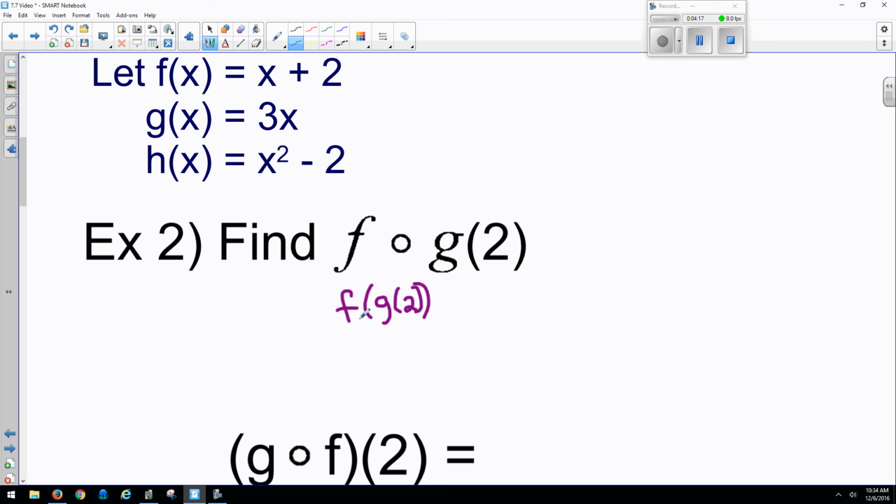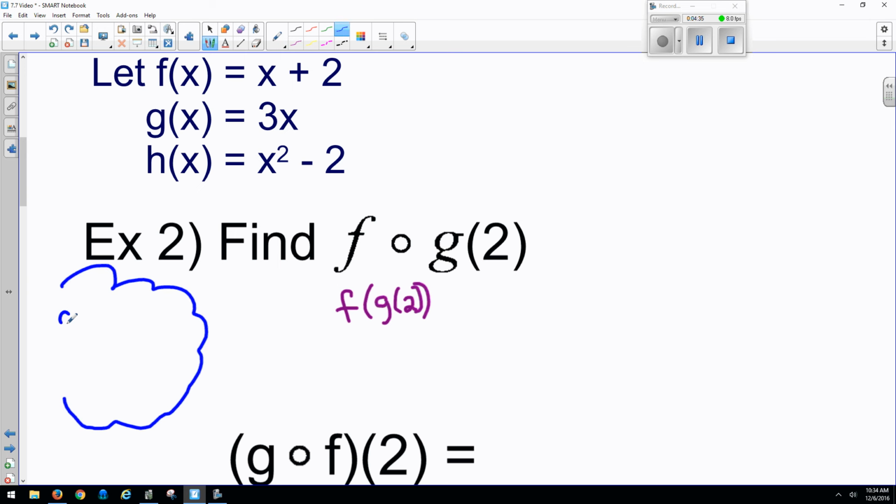Okay, so this is all about substituting. I'm going to substitute away. I'm going to work from the inside out. So the very first thing I'm going to do is figure out what g of 2 is. Well, g of x is right here. I'm going to do this off to the side. This is my little off to the side notation.